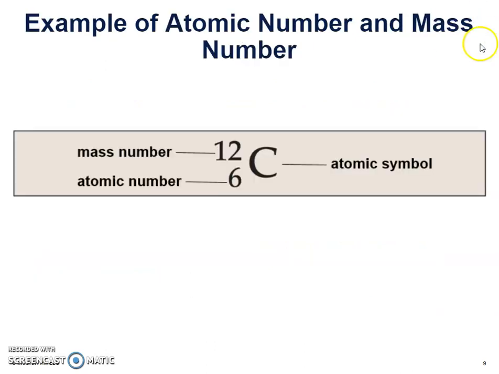Here we have our atomic symbol with our mass number and our atomic number. This gives you all the information you need to know about an atom. It tells us what element it is, its atomic number, its mass number. We can figure out how many neutrons it has from this, and how many protons, and how many electrons.